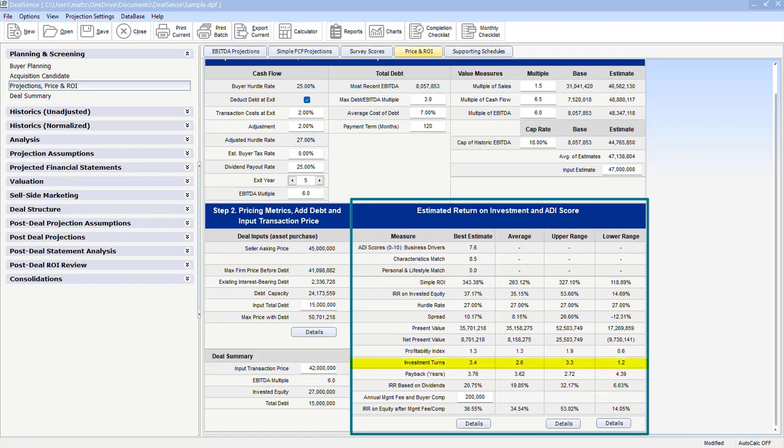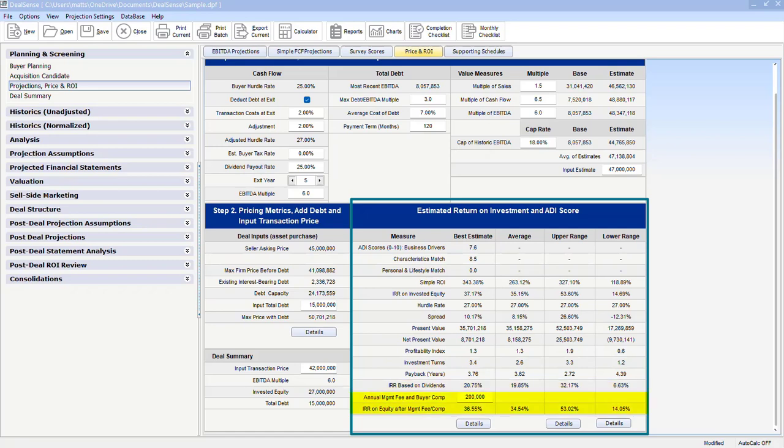The investment turns is the number of times that the initial investment is paid back over the term of the investment analysis. Payback is the number of years required for the invested equity to be paid back using undiscounted projected cash flows. IRR based on dividends is the return to equity holders based upon actual dollars that the buyer can bank: dividends or distributions, and net proceeds at exit.